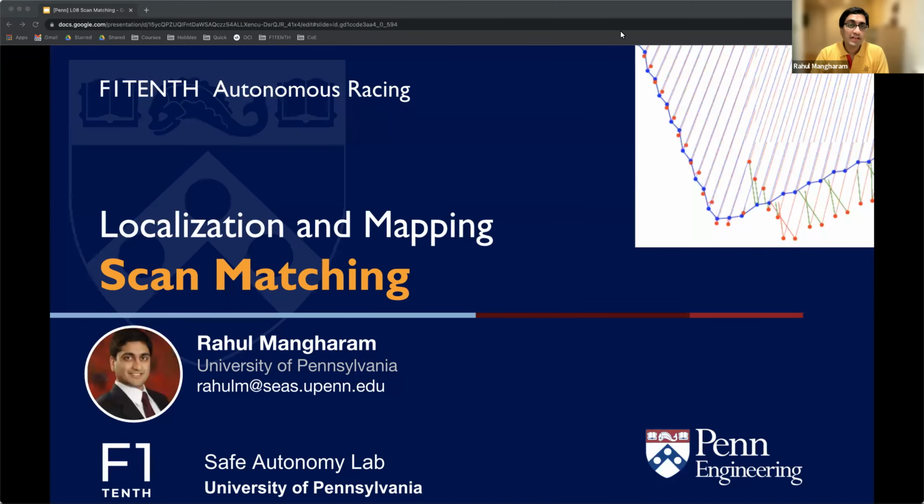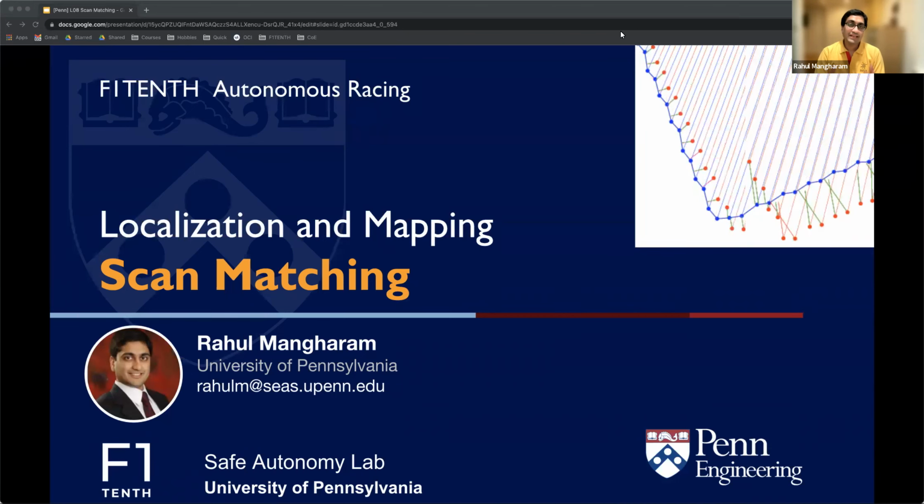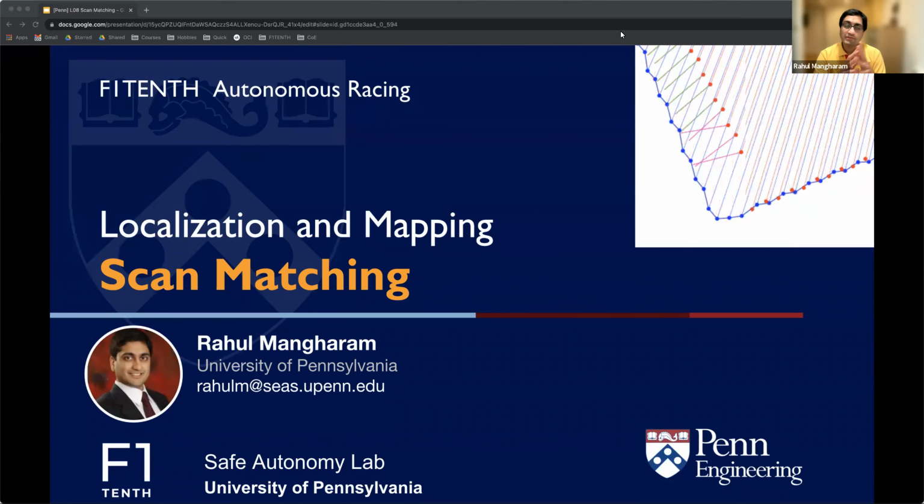We now move to the next module in the course focused on localization and mapping. In this lecture, we will cover scan matching, which is a fundamental building block for map-based navigation approaches. We'll cover the concepts, the math, and the code so you can implement scan matching in your next lab.